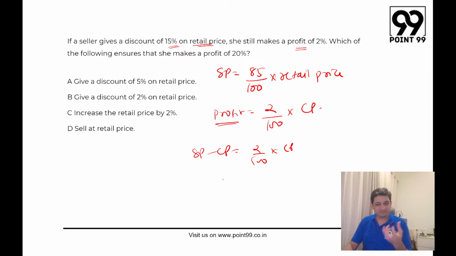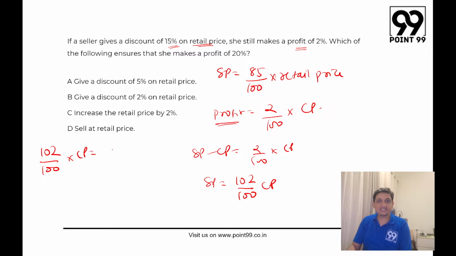सो यहाँ पे अगेन दिस इज स्लाइटली कॉम्प्लिकेटिंग थिंग्स, बट अगेन फॉर दोस ऑफ यू हू आर न्यू टू प्रॉफिट एंड लॉस, न्यू टू परसेंटेजेस, दिस इज द वे इन विच यू कैन थिंक अबाउट थिंग्स. तो कॉस्ट प्राइस इधर चला जाएगा, यू विल गेट 102/100 इंटू सीपी, ये मिल जाएगा. सो आई कैन से दैट 102/100 इंटू कॉस्ट प्राइस इज 85/100 इंटू रिटेल प्राइस, ऐसे कुछ आएगा.